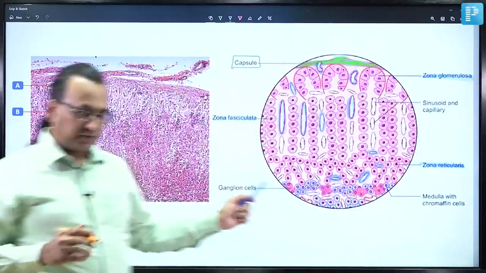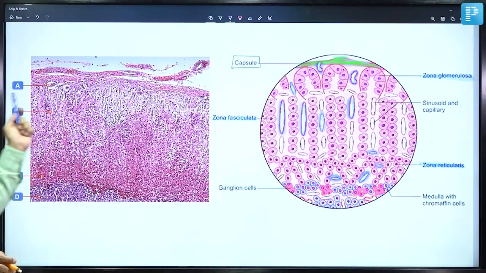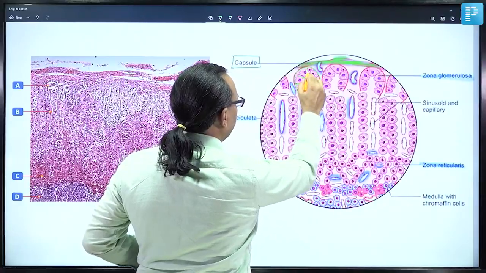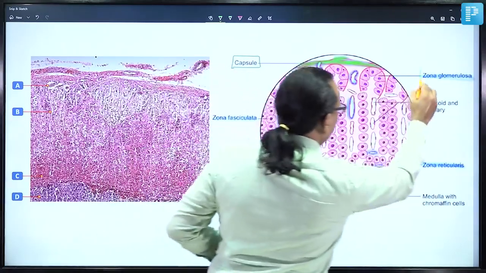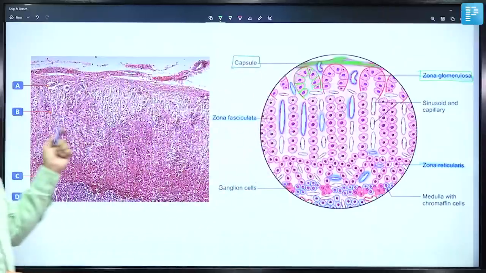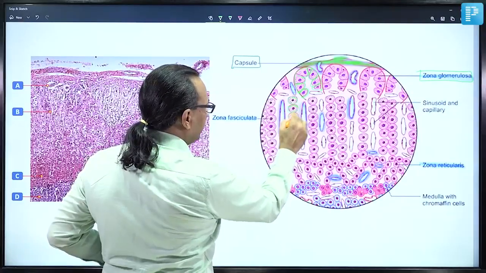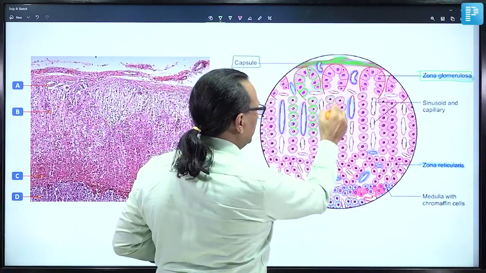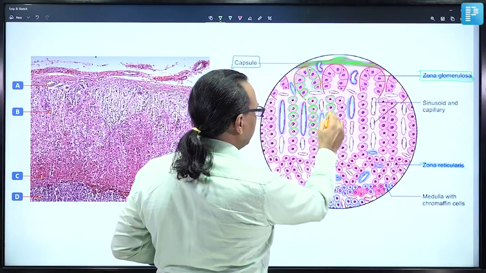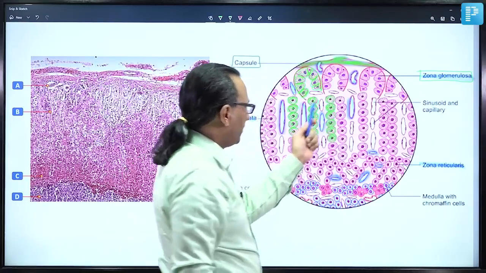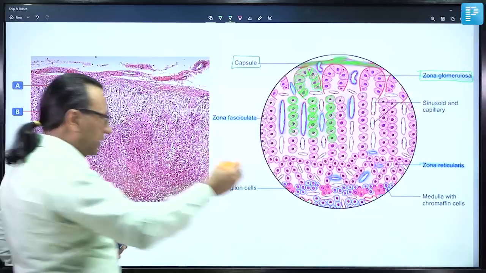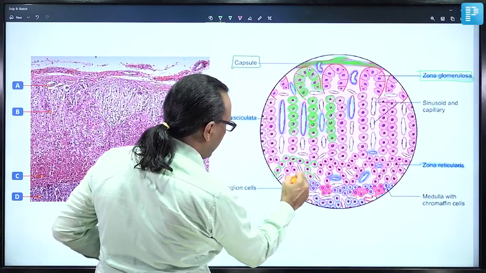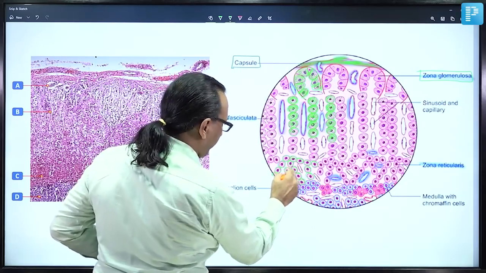What about the arrangement of cells? As the name suggests, zona glomerulosa, cluster of cells. So these are the clusters of cells in zona glomerulosa. And what about the zona fasciculata? They are making fascicles of cells, columns or rows of cells interspersed between the longitudinally arranged blood vessels. Okay. Then what about the reticulata? Reticulata, reticulum, a network formed by the cells. So it is a kind of cluster of cells, but now they are making a network kind of arrangement.